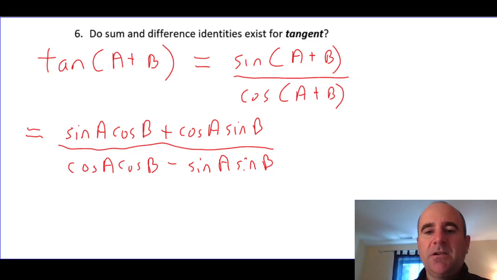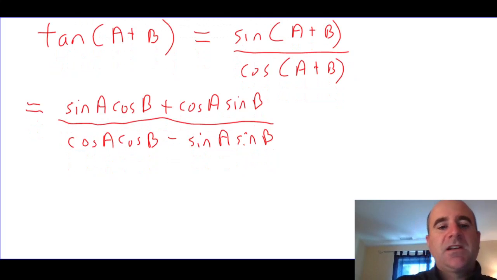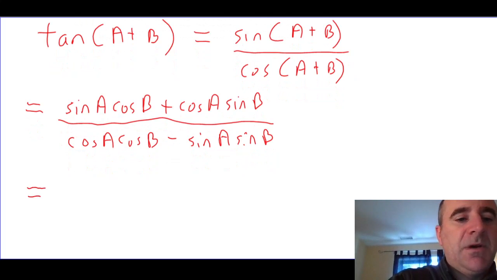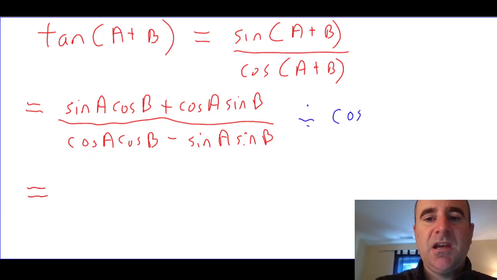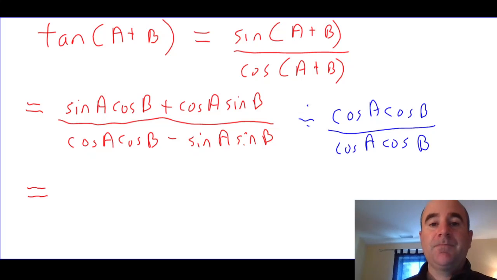Now, you could stop there, I suppose, and say that there's your identity, but that doesn't quite feel right. It feels like a tan sum identity should involve only tangents. There is a way to do that. Here's the trick. We're going to take this fraction and divide the top and bottom of the fraction by cos A cos B. Of course, if we do that to the top of the fraction, we must do that to the bottom of the fraction. Let's take a look and see what happens when we do that.